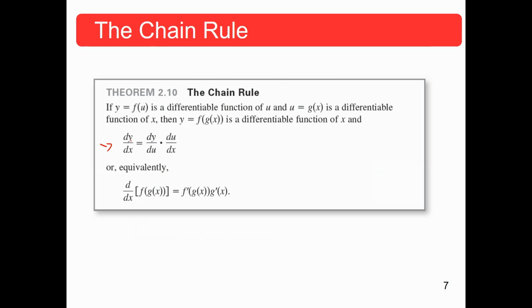If y is a function of u and u is a function of x, then the derivative of y with respect to x is going to be the derivative of y with respect to u times the derivative of u with respect to x. This still may not click in your brain.